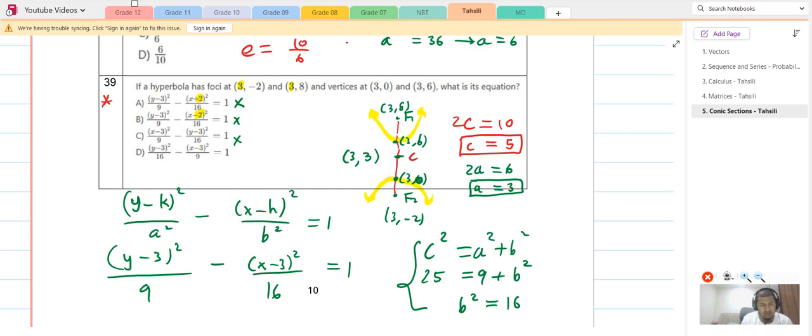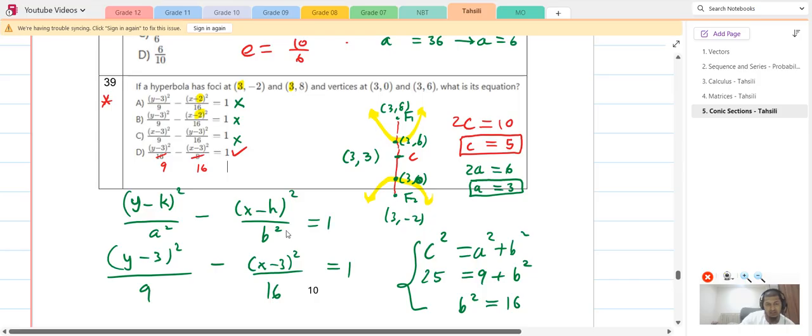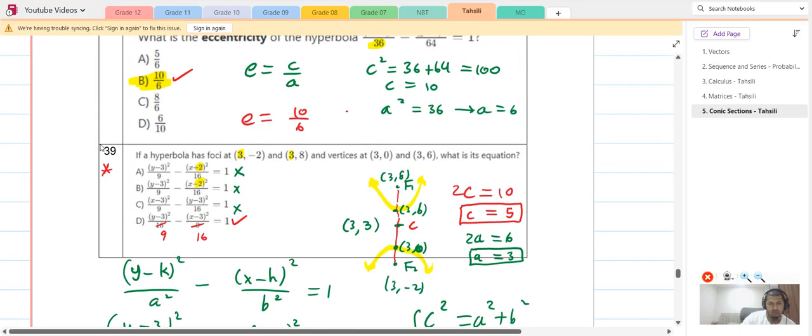The one with the 2 is eliminated. (x minus 3) all squared can't be this one. It has to be this one here, but it should be 9 and 16. It should be 9 here and 16 there. That's correct. Just let me know in the comment section below what you think about this question, question number 39.